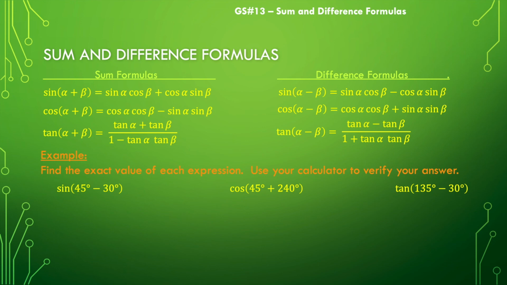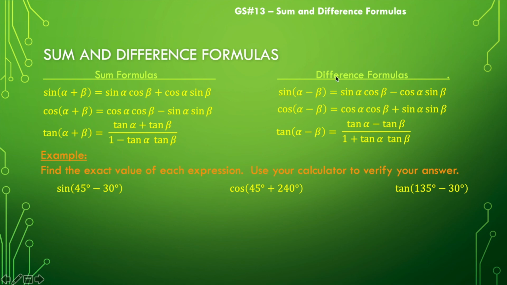Now, what I want to do for this first one is examine what I have. I have the sine of 45 degrees minus 30 degrees, which we're really finding the sine of 15 degrees. But we've got it set up this way so that we can use what we know from the unit circle, and looking at our formulas, we can see that this is a sine of a difference.